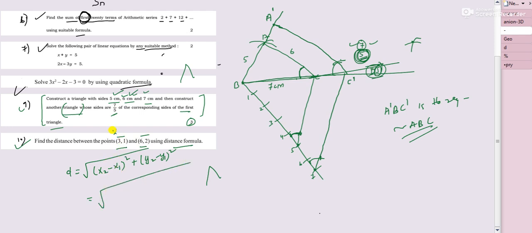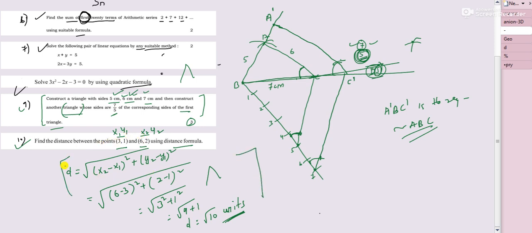So this is x1 y1, this is x2 y2. So x2 is 6 minus 3 whole square plus y2 is 2 minus 1 whole square. So this is 3 square plus 1 square, which is equal to 9 plus 1, which is root 10. So D is root 10 units. You have to write this also. Units is very important. So if you write this much, you will get full 2 marks.